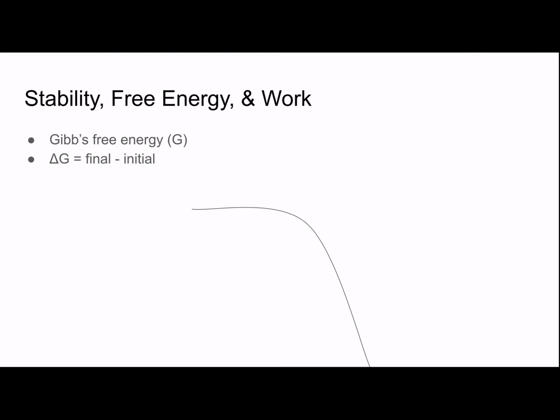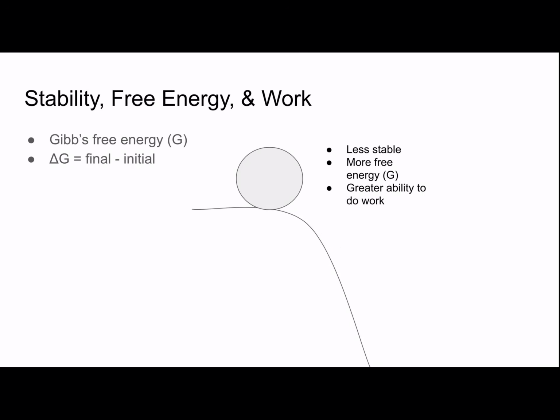Here's a hill that I have drawn, and there's a boulder at the top of it. At the top of the hill, the boulder is less stable because someone could push it off and it would fall. It has more free energy at the top, and it has a greater ability to do work, because if it's pushed, it will do work and go down the hill. So let's pretend someone pushes it.